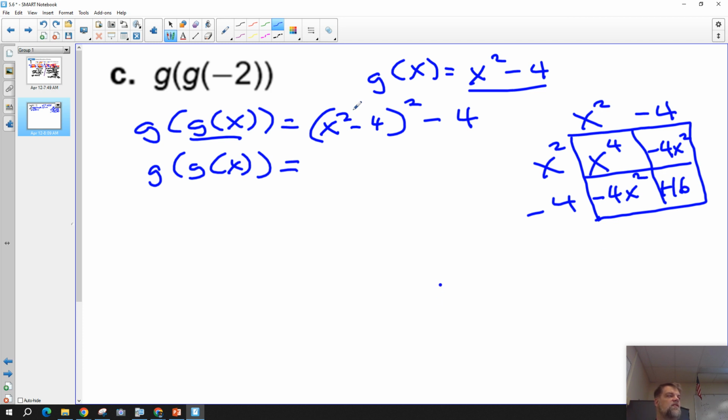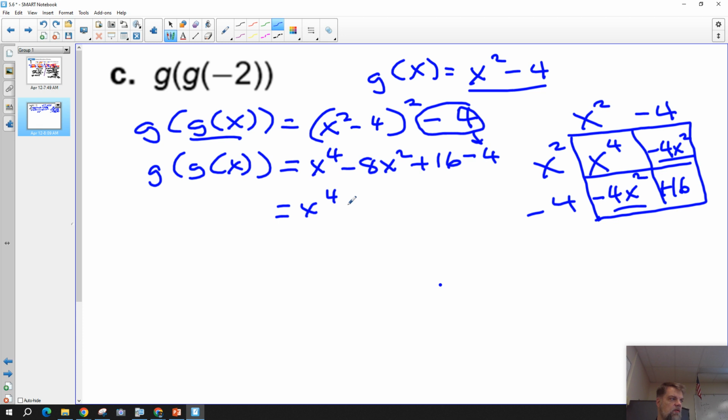Okay. So now, all this stuff, x to the 4th power, and we can combine like terms. What's negative 4x squared plus negative 4x squared? Negative 8x squared plus 16, but don't forget to tack on this negative 4. That doesn't go away. So then we get x to the 4th power minus 8x squared plus 12. That's what g of g of x is. Okay? Whew, that's a lot.